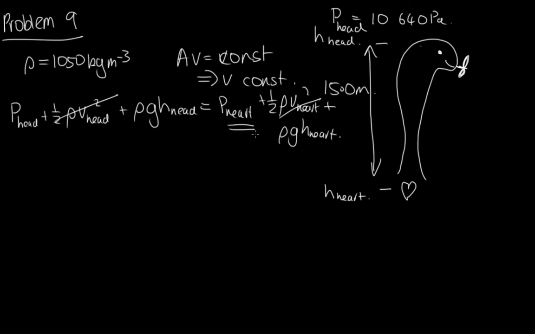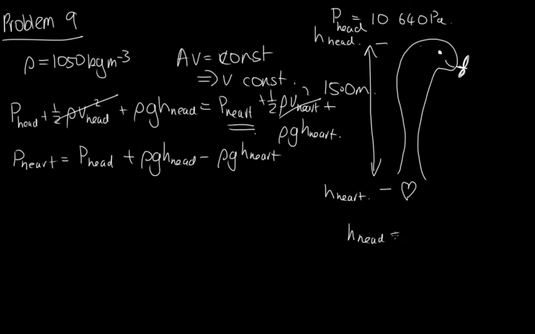And what we're trying to work out is the pressure in the heart. So the pressure in the heart is equal to the pressure in the head plus rho g h head minus rho g h heart. Now what we can see from this diagram is that the height of the head is equal to the height of the heart plus 15, or the height of the head minus the height of the heart is equal to 15, just rearranging this equation.